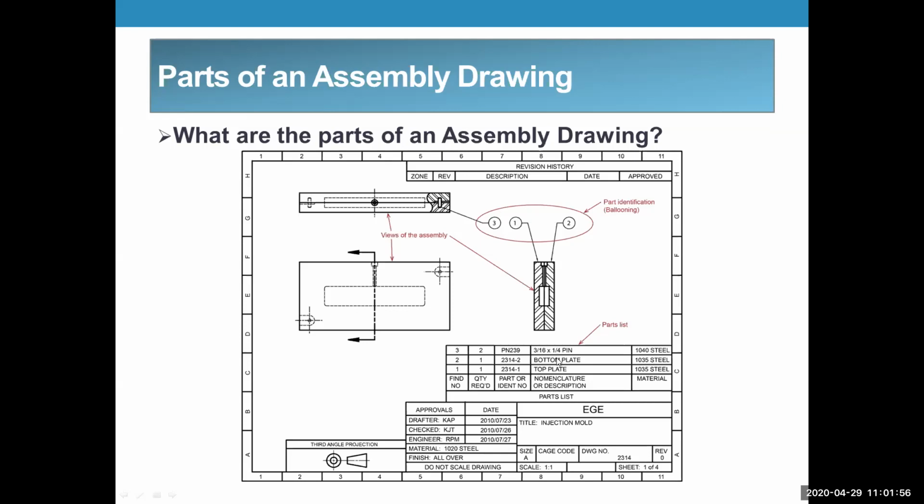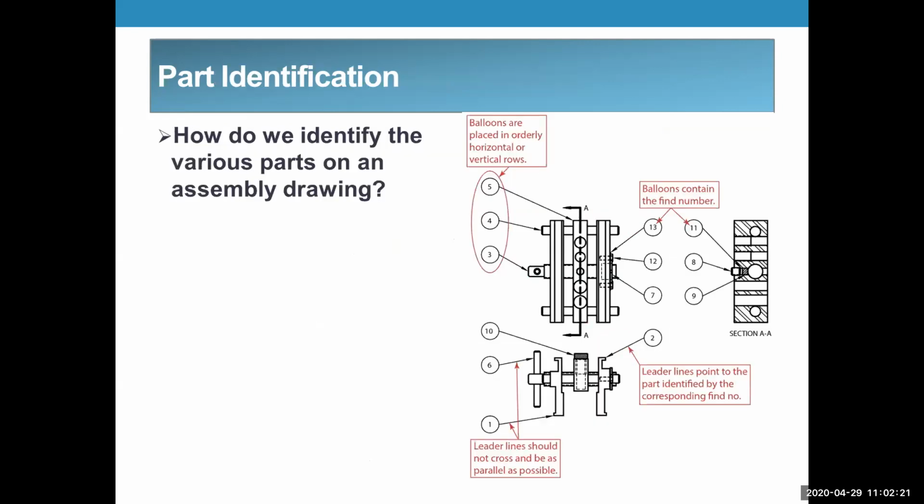That's the bottom plate. 3 represents the pin that basically pins those two plates together, locates them. So the balloon number corresponds to the item or find number in the bill of materials. Again, this is something that SOLIDWORKS pretty much does for you automatically.